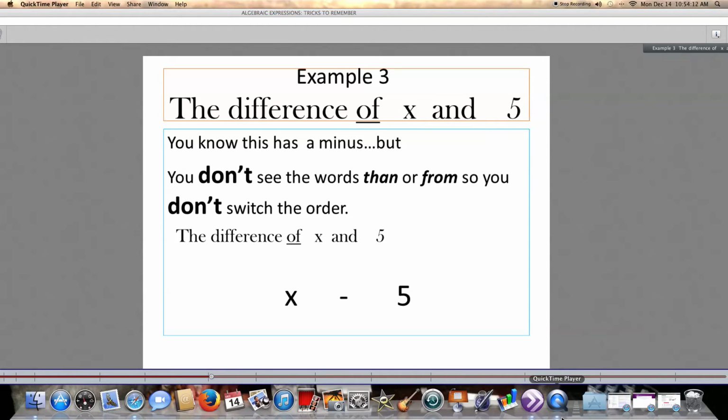The difference of x and 5. Well, here you know it's subtracting again. But the only thing is you don't see the word than or from. And since you don't see the word than or from, you leave it. You have x and 5, and you write it down here in that order. x minus 5.